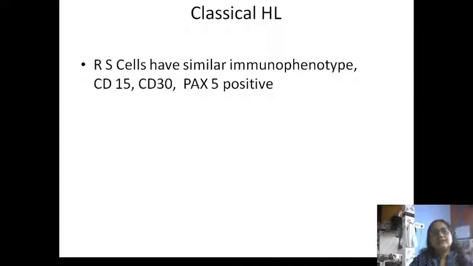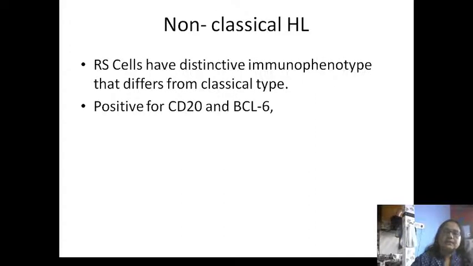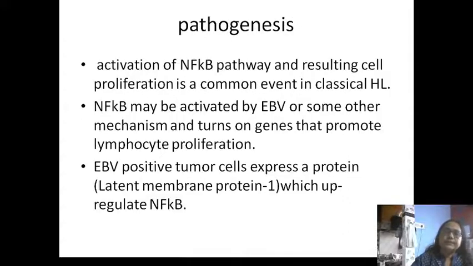Classical Hodgkin's lymphoma is characterized by Reed-Sternberg cells with similar immunophenotypic features, that is, they are CD15, CD30 and PAX5 positive. RS cells in non-classical type of Hodgkin's lymphoma have distinctive immunophenotypic features that differ from the classical type, and they are positive for CD20, BCL6, and negative for CD15 and CD30.